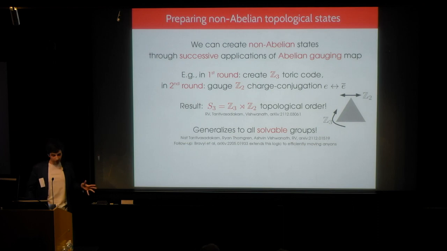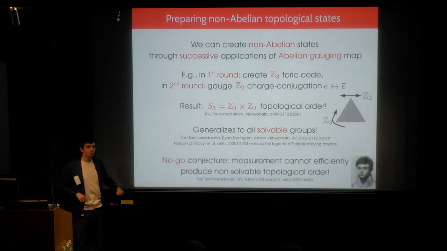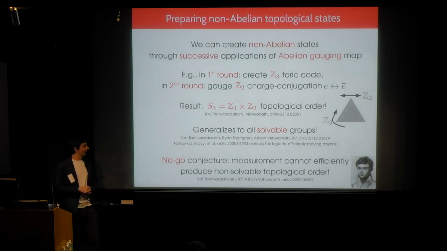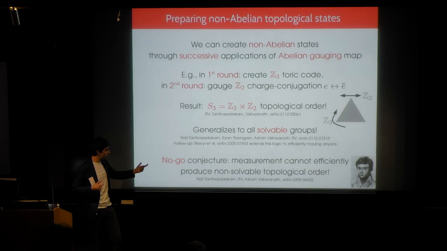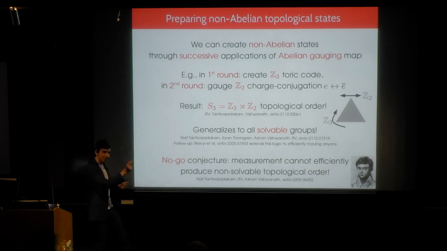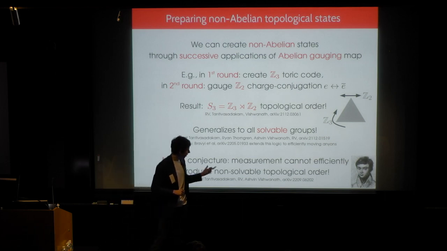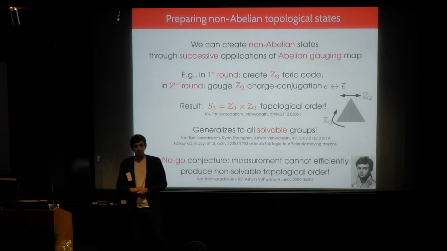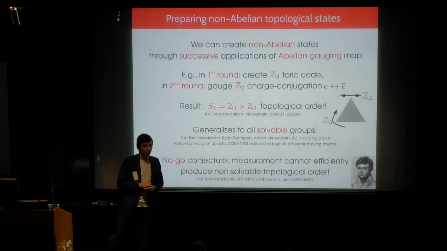But we also think, so far it's fact, but we also think that you can't do anything more, sadly. And sadly, most groups are not solvable. In particular, we have a no-go conjecture. We have a few arguments, but it's not solid, there's one possible loophole, so that's why it's not a theorem. But we have a plausibility argument and a no-go conjecture that measurement cannot prepare, say, emerging gauge theories for a non-solvable gauge group.